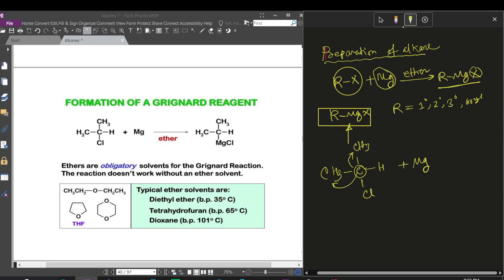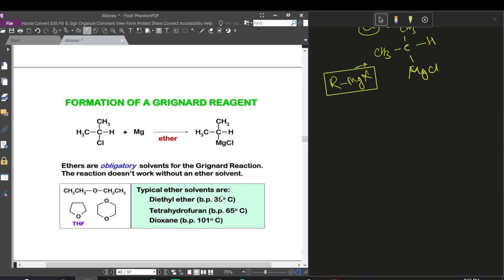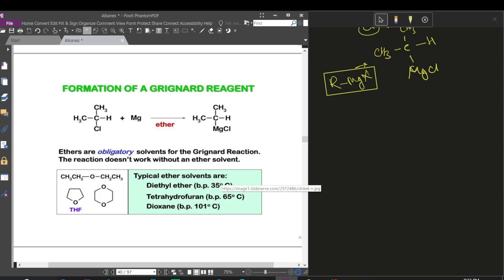If we add magnesium in the presence of ether, this is (CH3)3C, and the Mg will add to the chlorine. So this will form the alkyl magnesium halide, which is our main focus, the Grignard reagent, RMgX. So this is the formation of Grignard reagent.